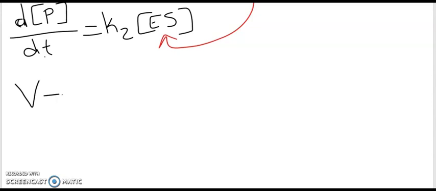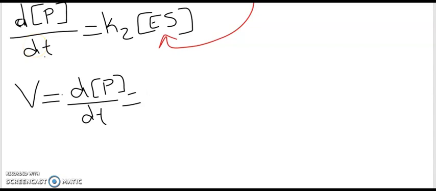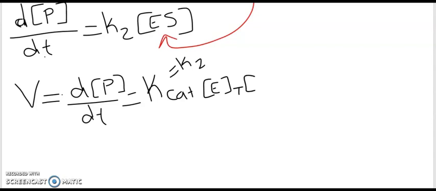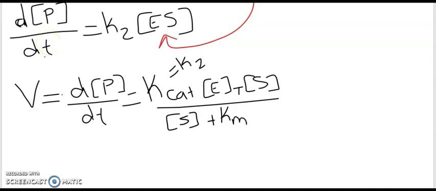V, which is velocity, is the same thing as the instantaneous rate of reaction, dP over dt, equals Kcat, which is also equal to K2, times E total times S over S plus Km, and Km equals K minus 1 plus K2 over K1.